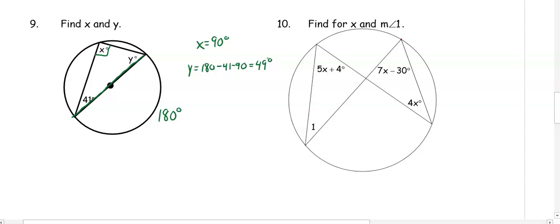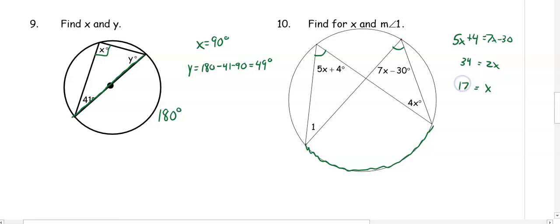Number 10, find x and the measure of angle 1. So these two angles that both have x are intercepting this arc. So 5x plus 4 and 7x minus 30 are going to be equal to each other. So we're going to use that to find x first. So we get 2x equals 34.